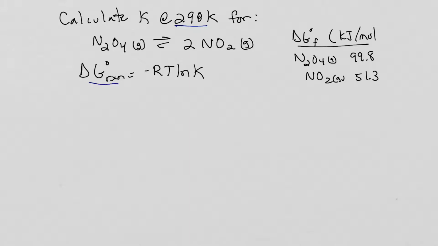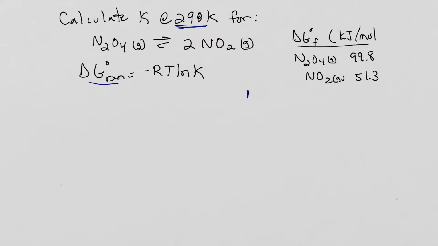We could also, if we were at some other temperature, use delta G equals delta H minus T delta S, and we could calculate delta H and delta S from data in the back of the book. That would be a little bit longer process, but we can recognize that being at 298 allows us to simply use the delta G's of formation values to calculate the delta G of reaction. So that's what we need to do first.